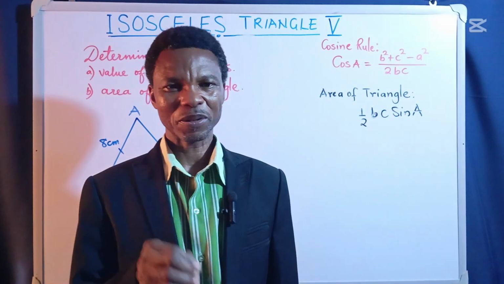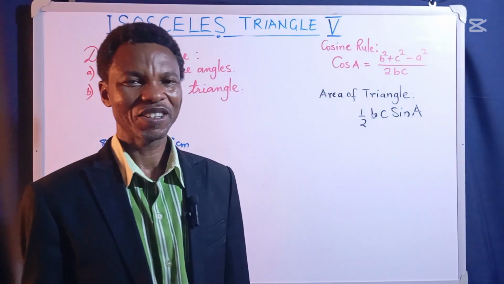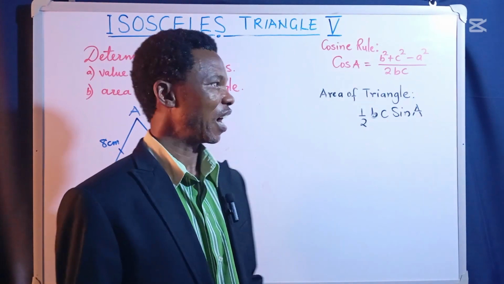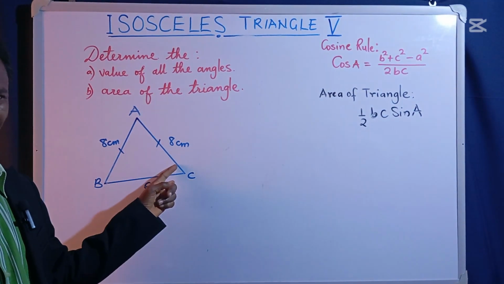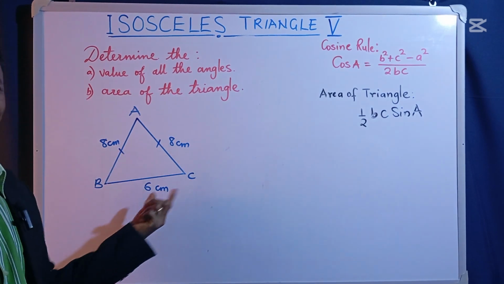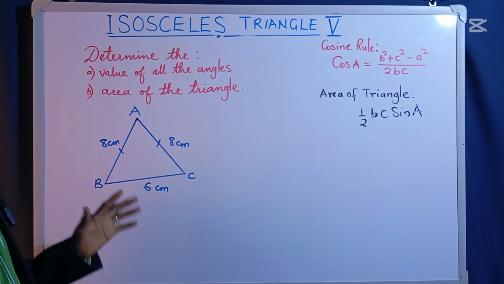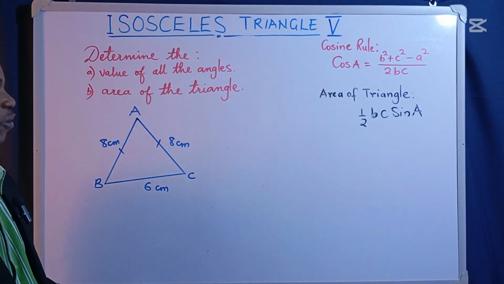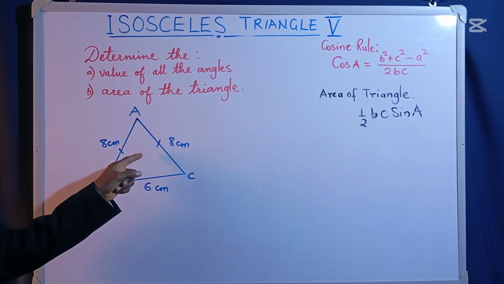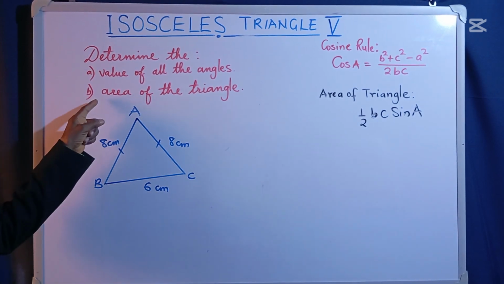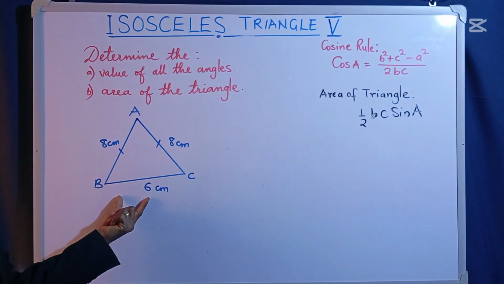And in today's video, which is lesson 5, we're going to be looking at how to get the angles of the isosceles triangle if the three sides are given to you, the lengths of the sides are given to you. So in this video, we're going to determine the value of the angles of this triangle, and then the second part, find the area of this triangle.